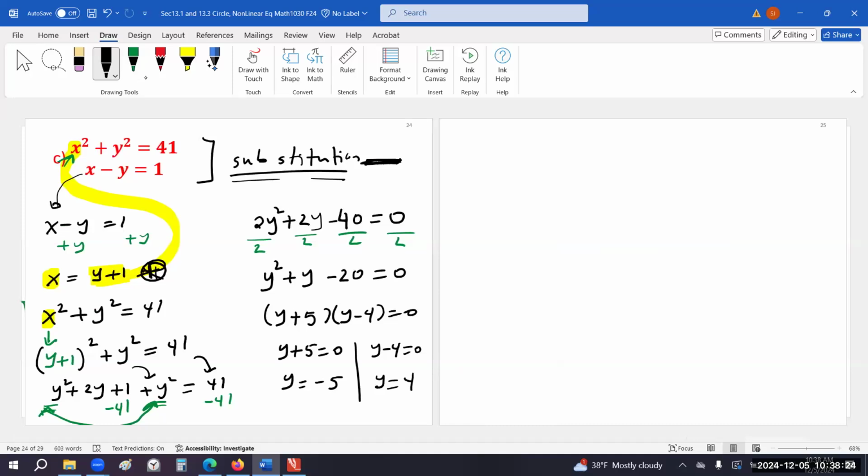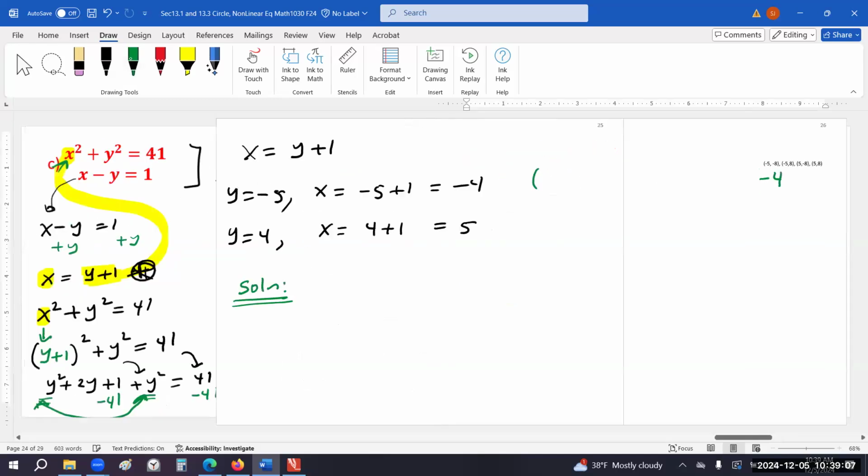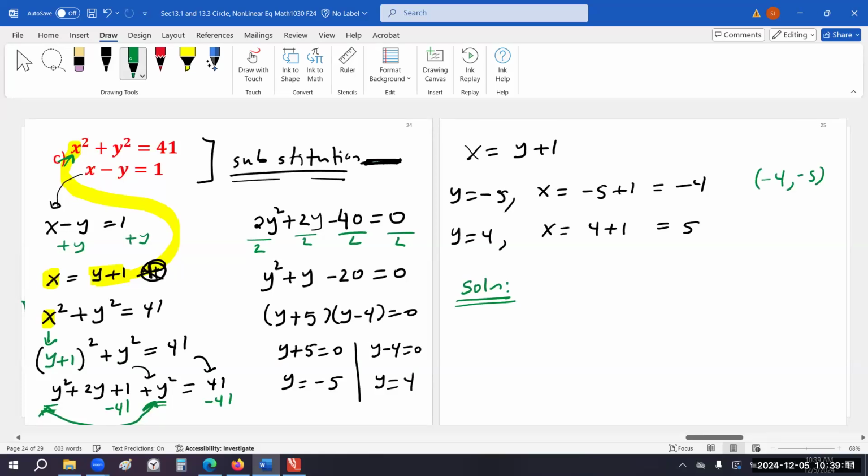Since we know our y, that means now we need to know our x. So we can use the formula that x is y plus 1. Whatever we have for y, our x is 1 unit more. For the first one, our y is negative 5. That tells us x is negative 5 plus 1, which gives us negative 4. For the second one, our y is 4, so x is 4 plus 1, which is positive 5. So the solutions are negative 4, negative 5, and positive 5, positive 4.